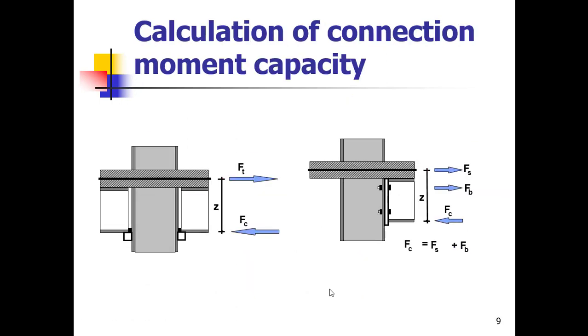Coming to the force present in the composite connection, see here, this is a welded connection, this is a bolted connection. In both cases, this is a concrete slab, this is reinforcing steel, and here the beam is connected to some group of bolts with a plate. Here it is directly welded with a seating element. So I'll explain the behavior of the connection by this diagram.